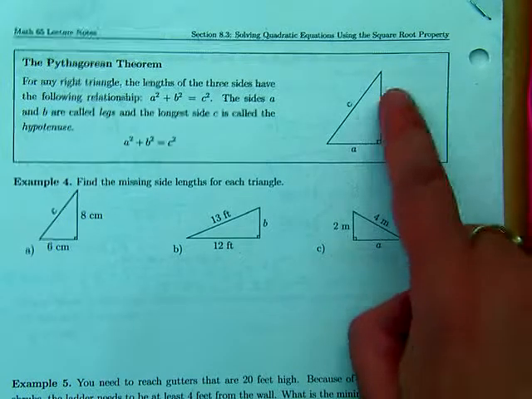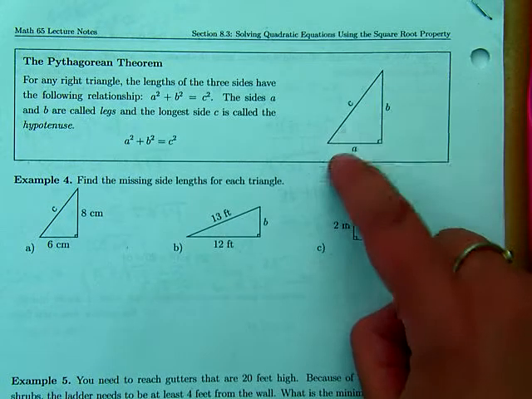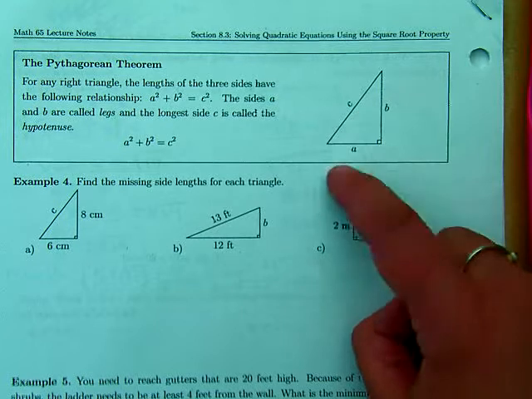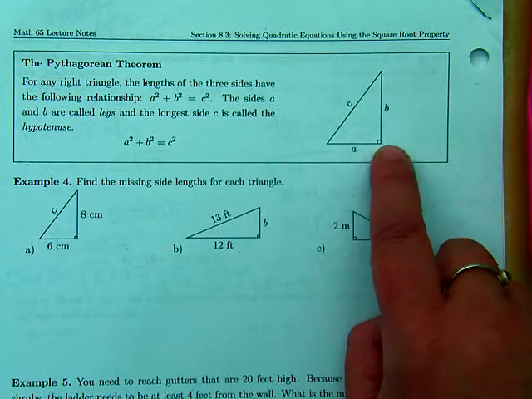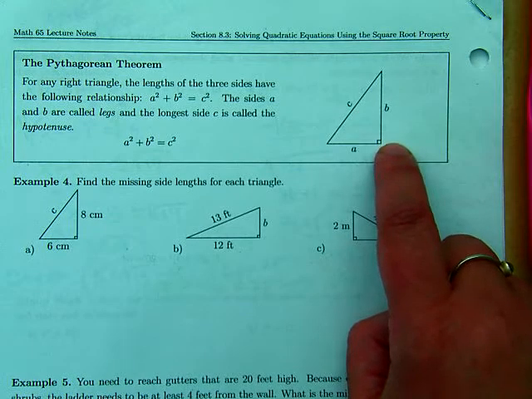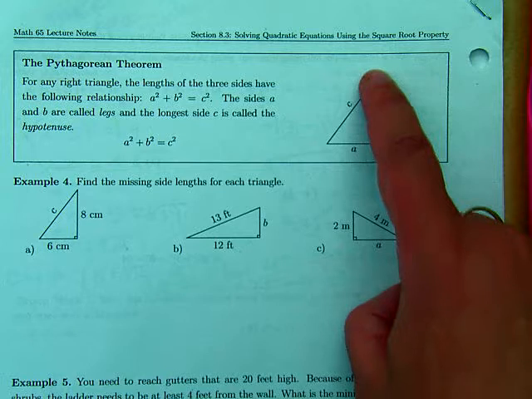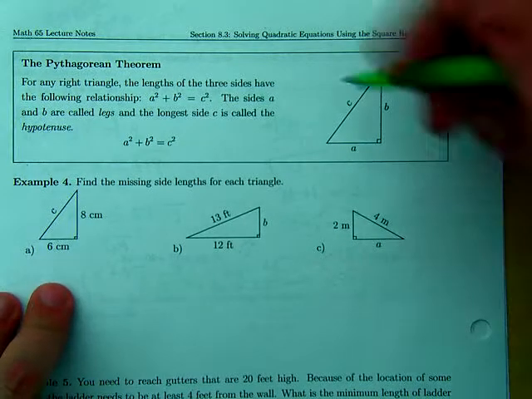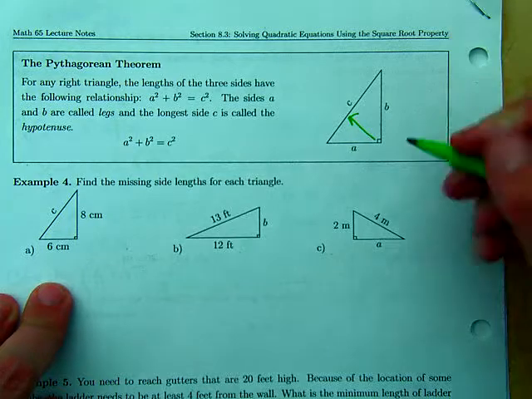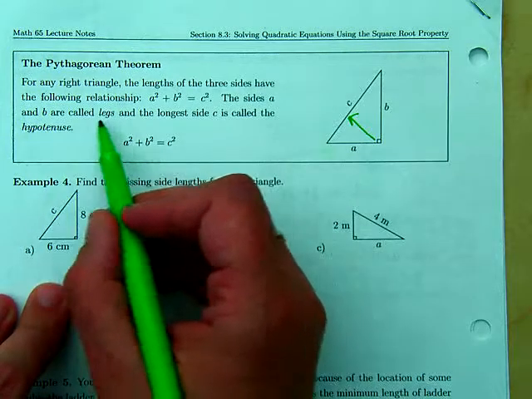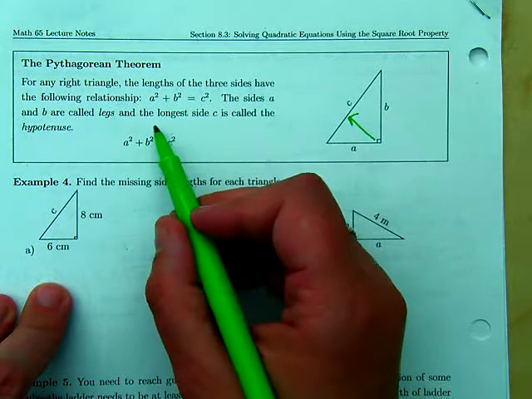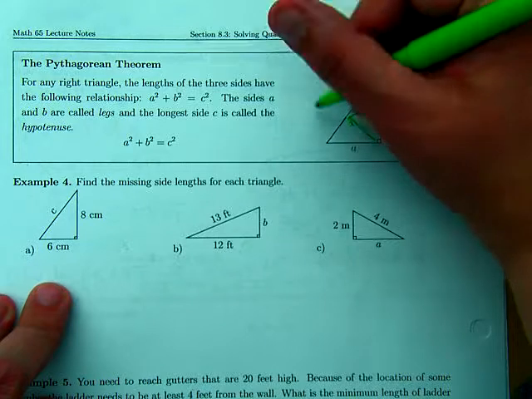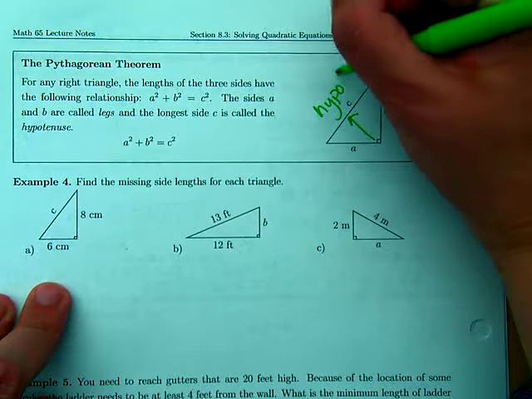A and B are going to be the legs. So they're the shorter sides of the triangle, and they're adjacent to the right angle, meaning they're next to it. These legs form that right angle. That right angle draws an arrow to the longest side, which is C. So A and B are the legs, and the longest side is C, which is called the hypotenuse.